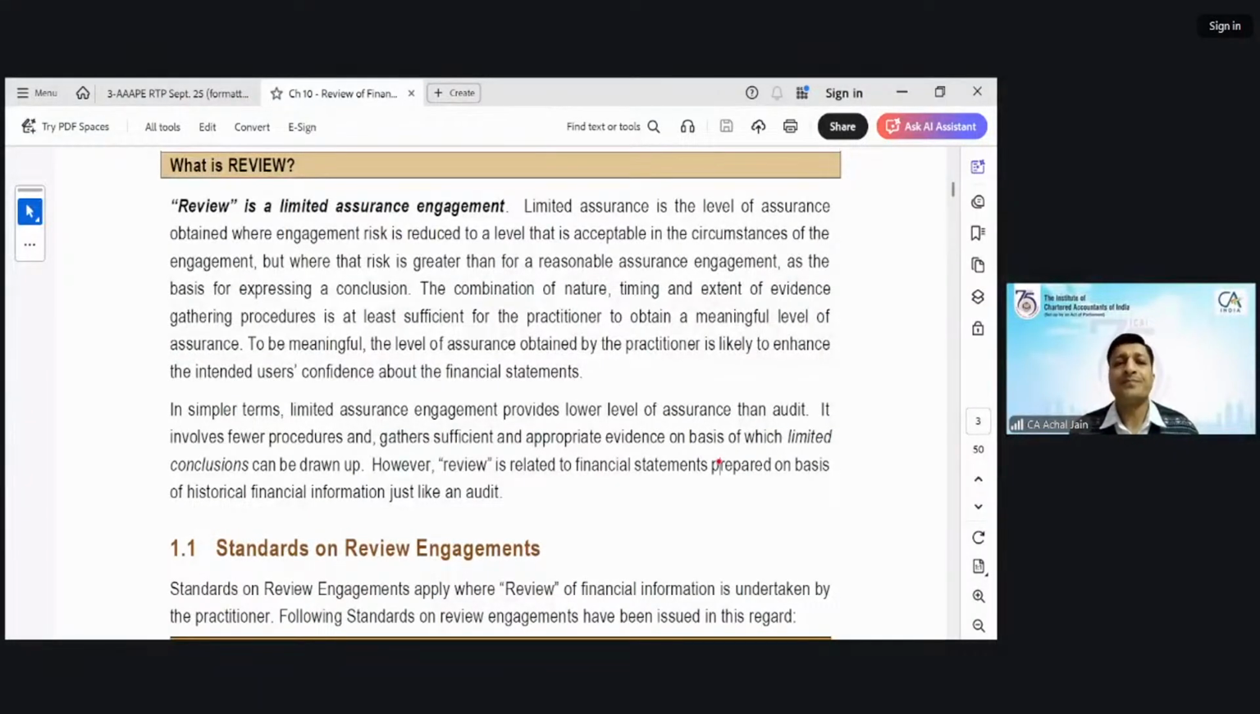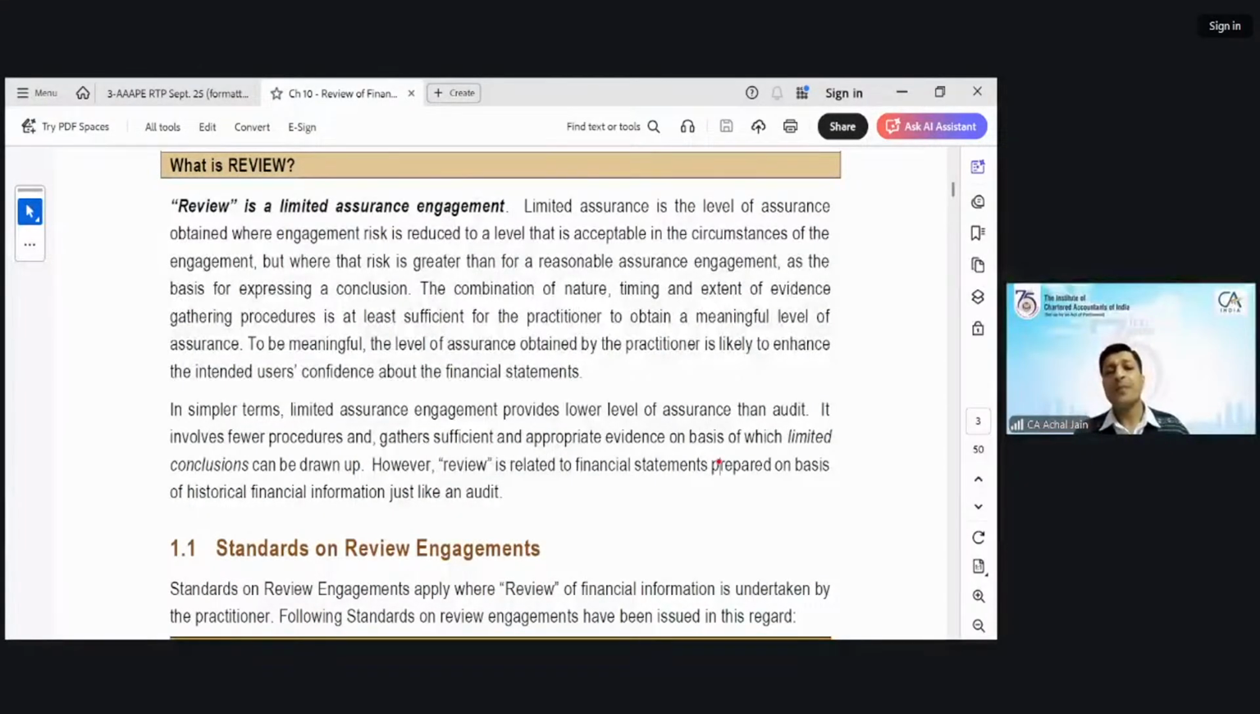Okay. So limited assurance is the level of assurance obtained where the engagement risk is reduced to a level that is acceptable in the circumstances of the engagement, but where that risk is greater than for a reasonable assurance engagement.